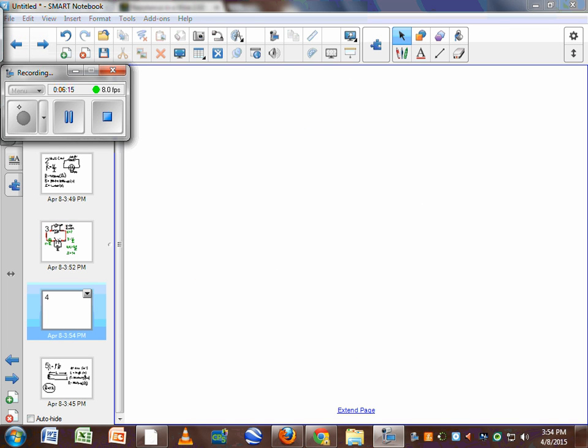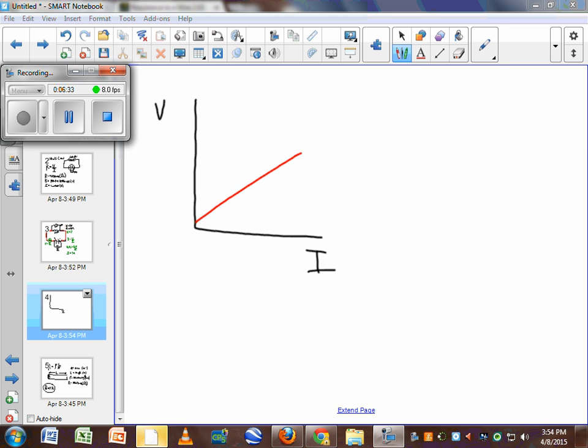Now I want to look at question 6. What are the graphs for Ohm's law? Well, your typical graph is this one. V is on the y-axis. I is on the x-axis. And your graph is going to be linear. It's going to be a straight line. And the slope of that graph is your resistance.